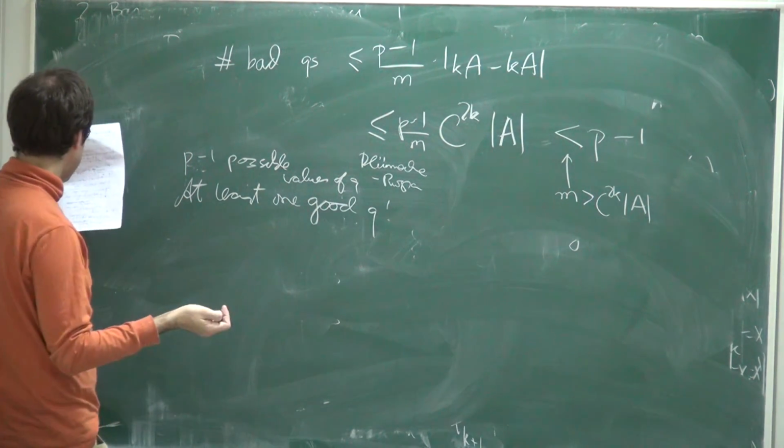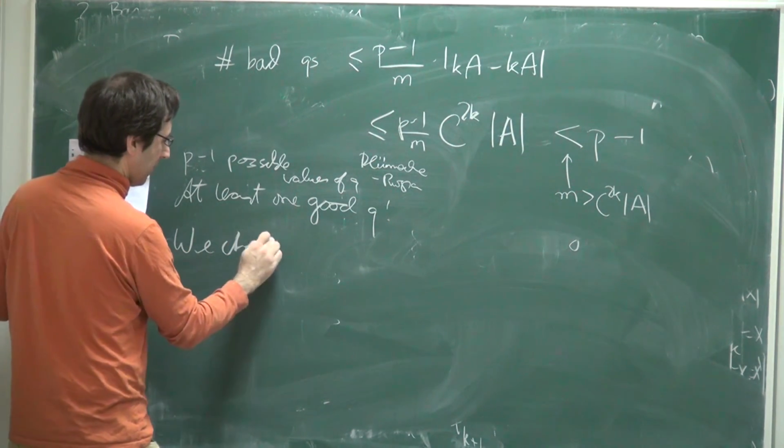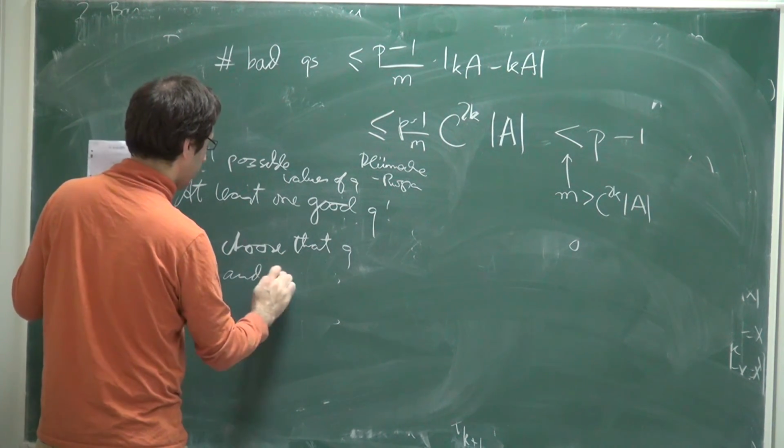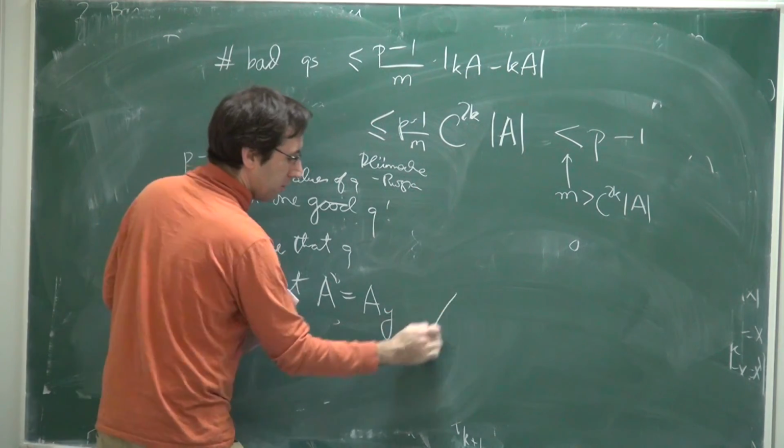So this is good. We choose that Q, and set A prime equal to QA. And that's it. End of the proof.